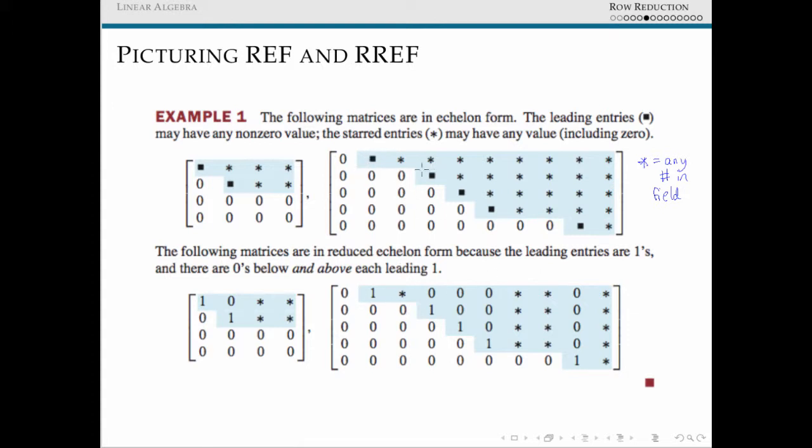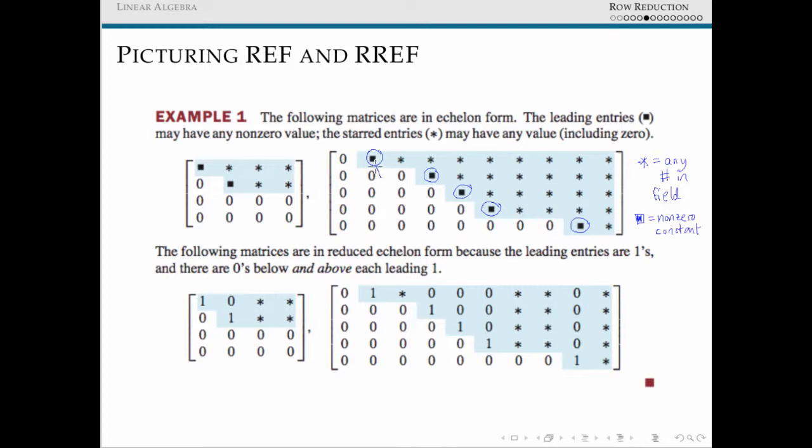These boxes are what must be a non-zero constant. So non-zero. And you'll note that this both satisfies my leading entries in a row below another row. The leading entry of the second row has to occur after the leading entry of the first row. So another way of putting this is our leading entries are in strictly increasing columns.